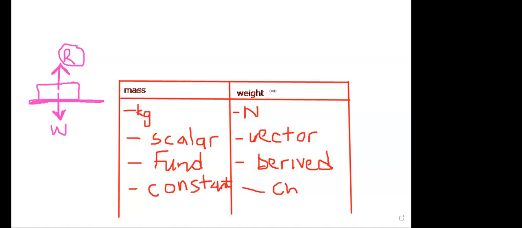And we said that to get weight, you just have to get that mass that you have and multiply it with the acceleration due to gravity of that planet. And it will be given to you when a question like that is asked.